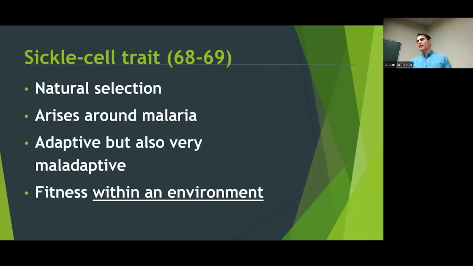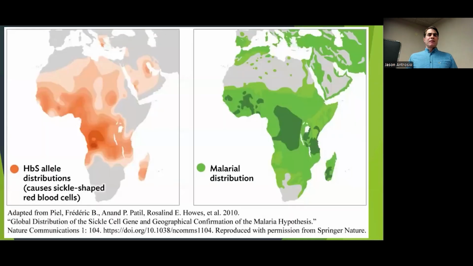There is not anything that is absolutely fit or absolutely unfit. It depends upon the environment. And as the environment changes, that adaptation can change from being adaptive to being maladaptive. And so again, we get this phrase "survival of the fittest" in our head, but it only refers to within a given environment, and it can change over time. Now, I just want to show you a little bit about how this works.